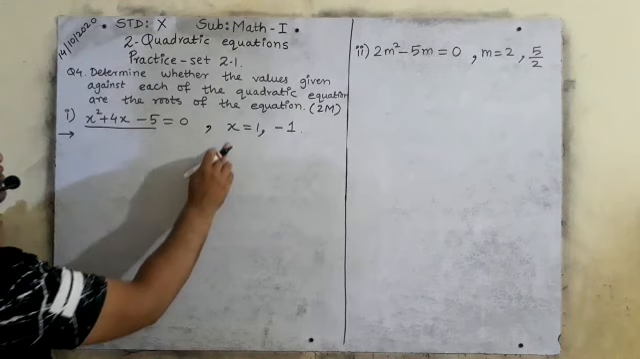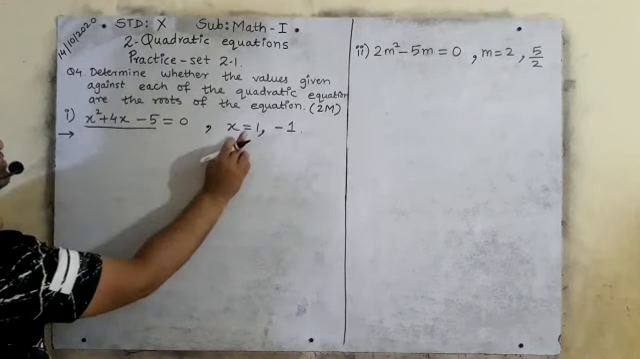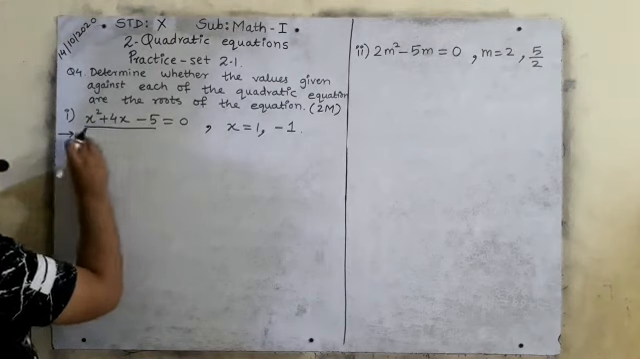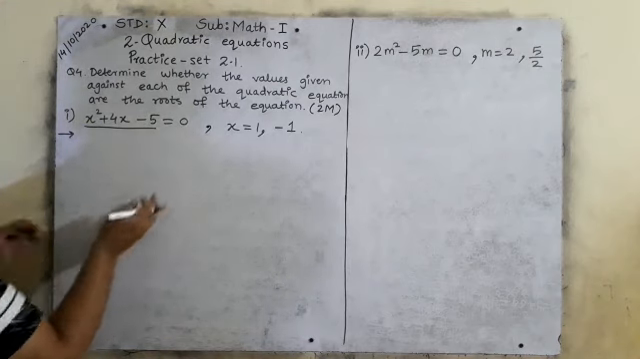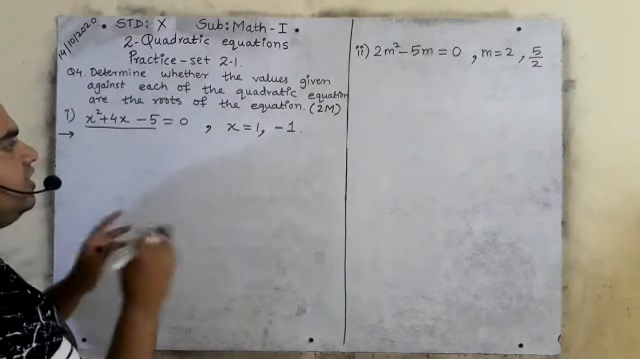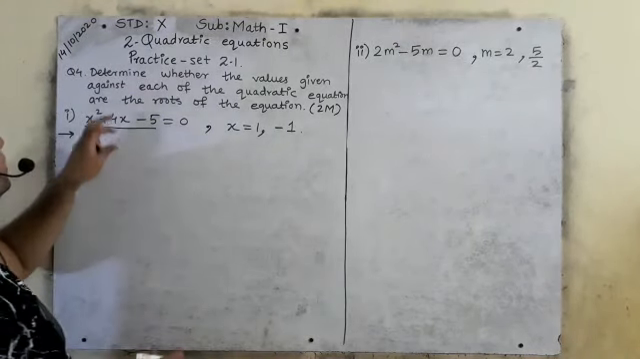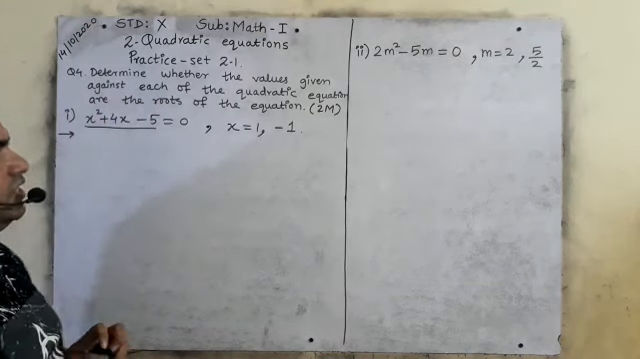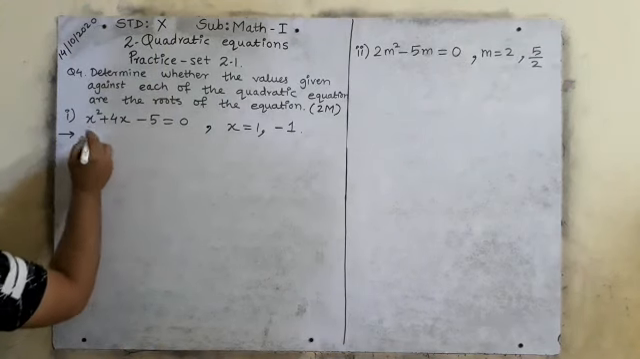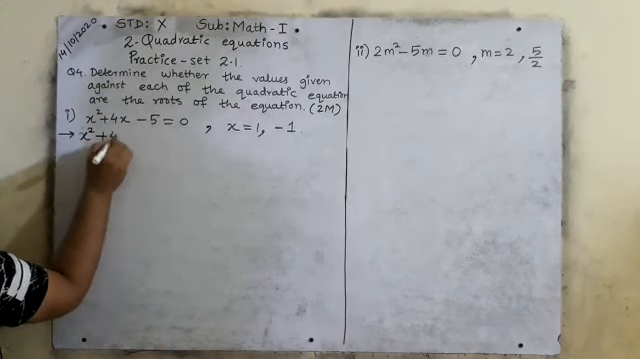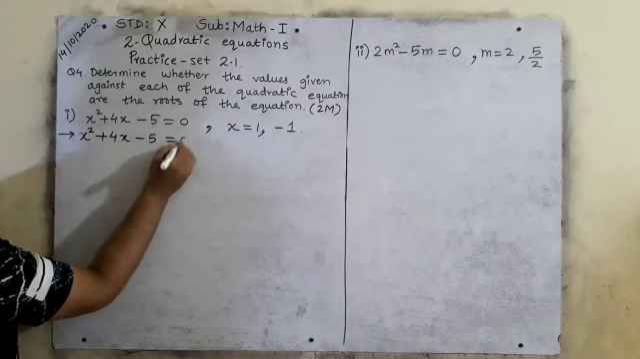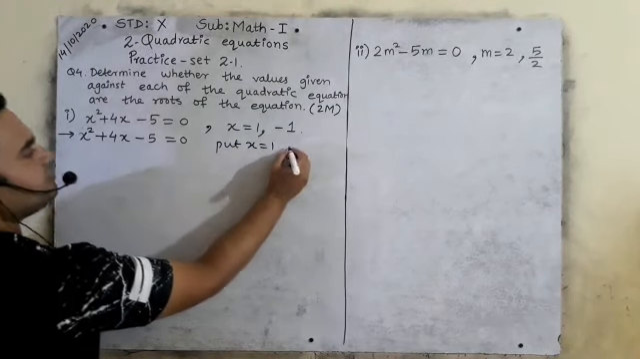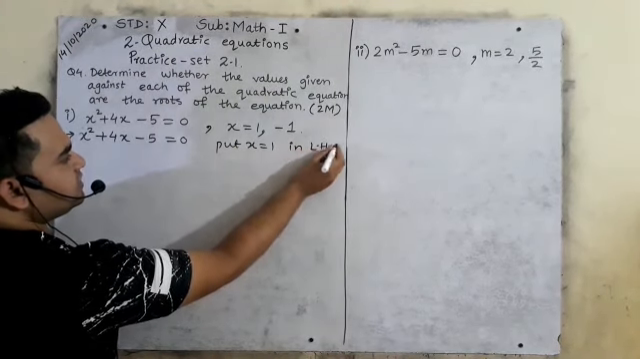If you substitute 1 instead of x, then LHS should be equal to 0. If LHS is equal to 0, then LHS is equal to RHS. If both the answers are the same, you will say the given value is the root of the equation. I hope you understood here. See how to solve this. First we will copy the question as it is, x square plus 4x minus 5 is equal to 0. Now we will write, put x is equal to 1 in LHS.